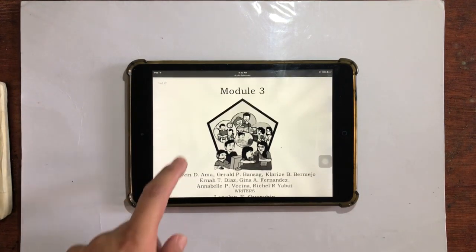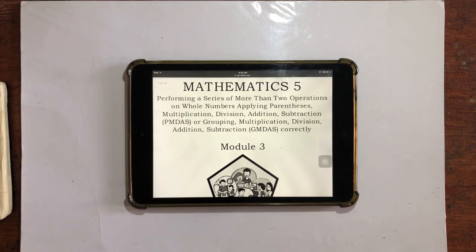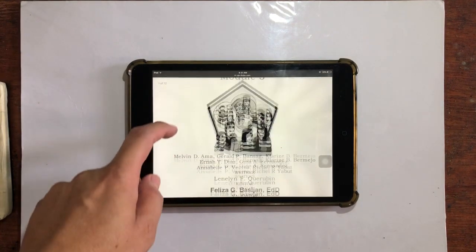let's also help them, right? So the topic for this is performing a series of more than 2 operations on whole numbers, applying parentheses, multiplication, division, addition, subtraction, or also what we call the PMDAS, or grouping, multiplication, division, addition, subtraction, or GMDAS correctly. So again, this is the third module.